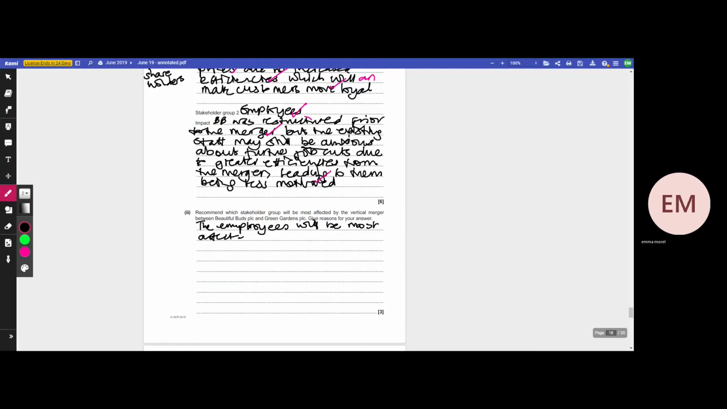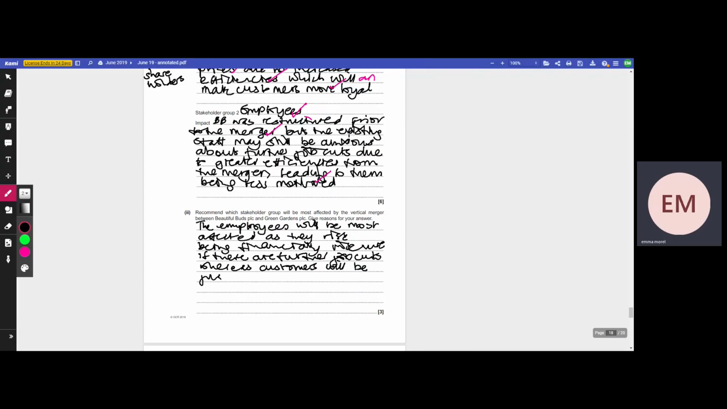with an A, as they risk being financially insecure if there are further job cuts. Whereas customers will be just getting cheaper plants.